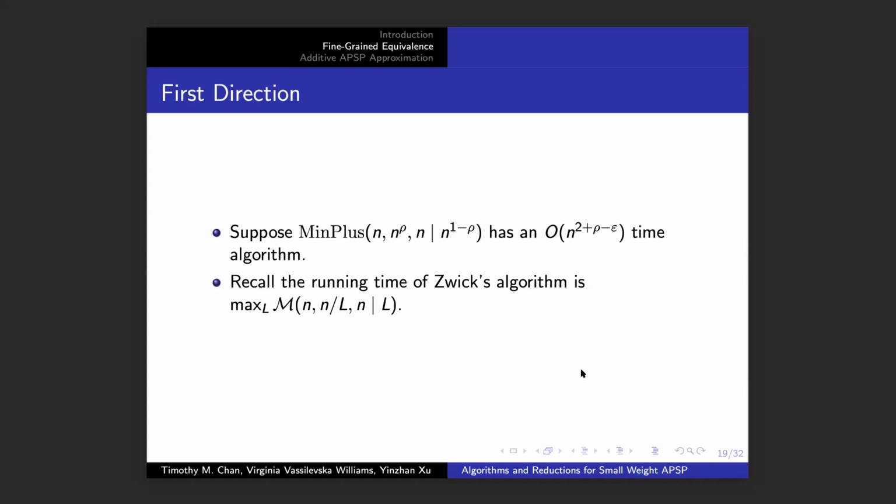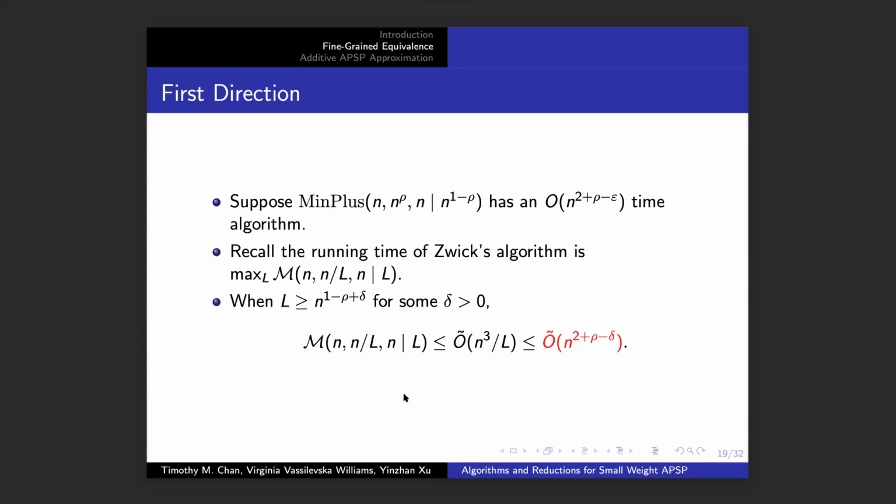Now, suppose min-plus product between an n by n to the rho matrix and an n to the rho by n matrix with weights bounded by n to the 1 minus rho has an O of n to the 2 plus rho minus epsilon time algorithm. And we aim to show a truly sub n to the 2 plus rho time algorithm for unweighted APSP. Our reduction will be a modification of Zwick's algorithm, and we can use the same running time from Zwick's algorithm, that is max over L of min-plus of n by n over L by n with weight L.